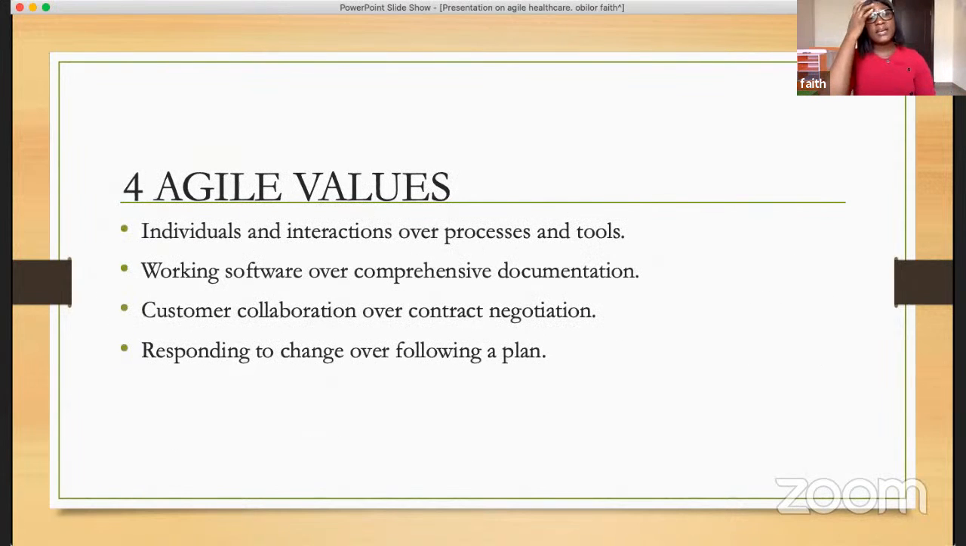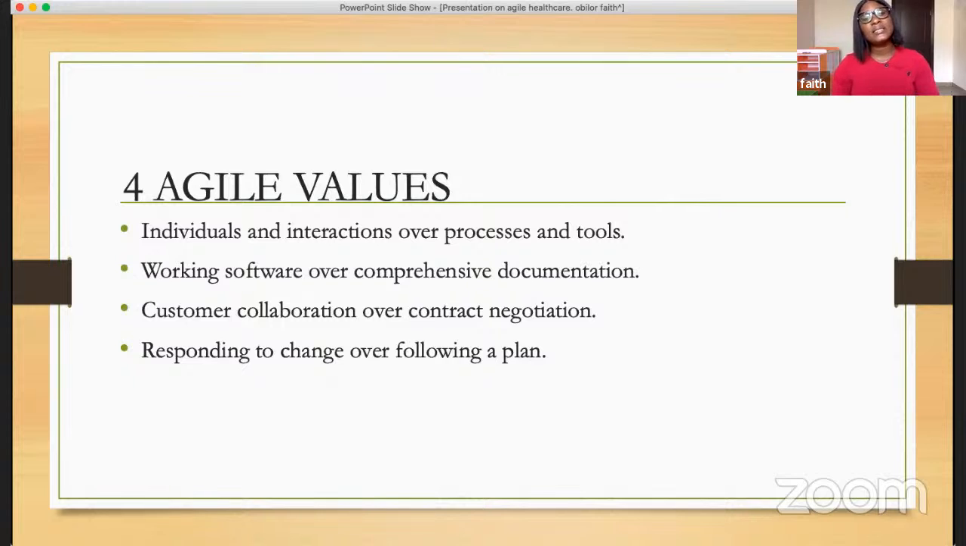For the 4 Agile values, we have individual interaction over processes and tools. In healthcare facilities, we don't just make use of our instruments or just the tools. We need to interact with different professionals in the healthcare system so that the patients will get the satisfaction they actually need. Then we have working software over comprehensive documentation.